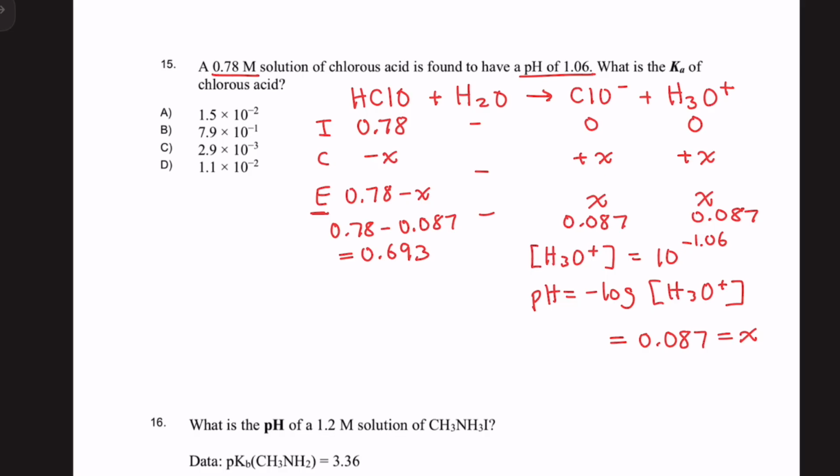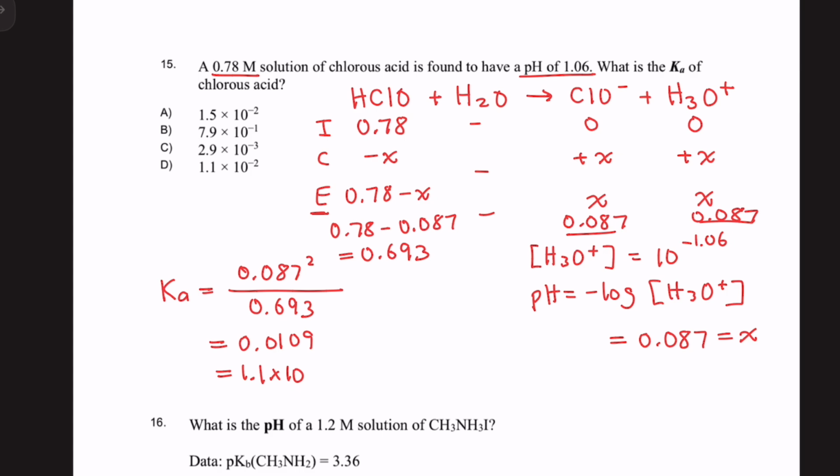And now we have everything we need to calculate the Ka of chlorous acid. So it's just going to be 0.087 squared, because we have two of them, divided by 0.693. And this will give us 0.0109, which is just 1.1 times 10 to the negative 2, which is option D.